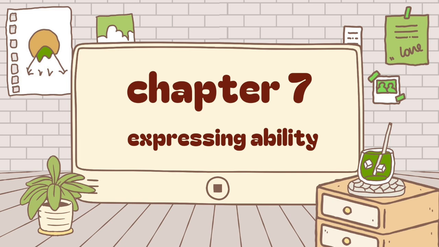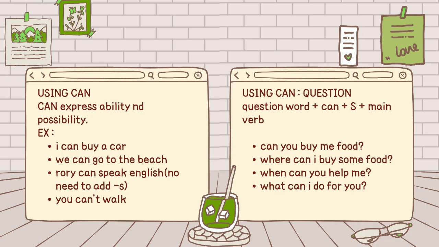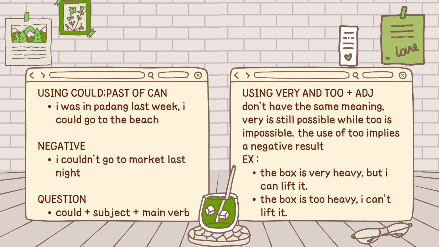Chapter 7. Expressing ability. Using can. Can expresses ability and possibility. For example, I can buy a car. We can go to the beach. Using can for questions: question word plus can plus subject plus main verb. For example, can you buy me food?